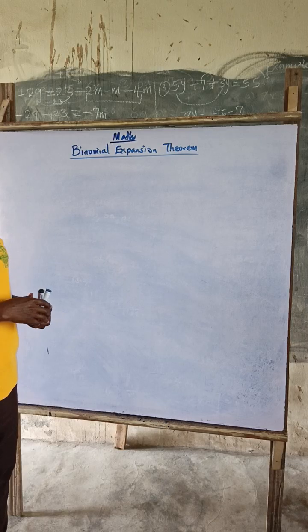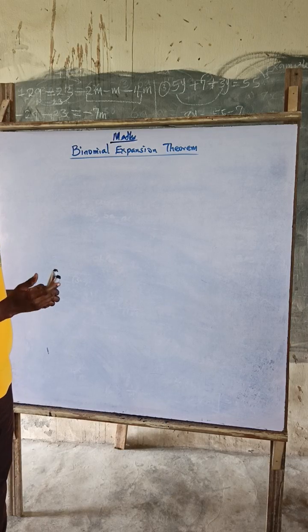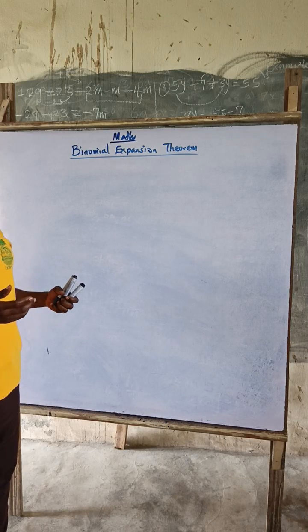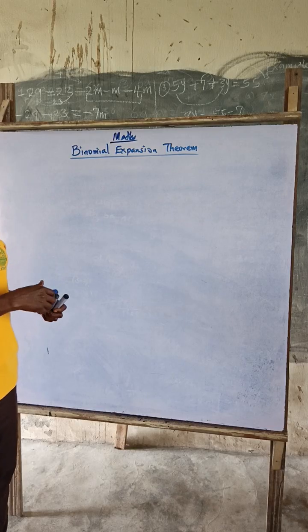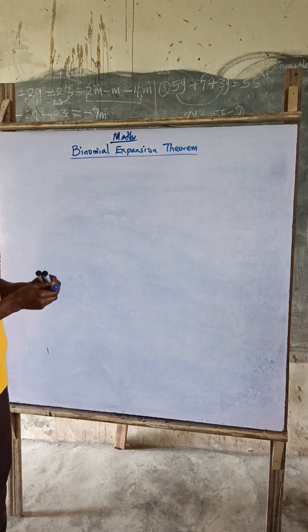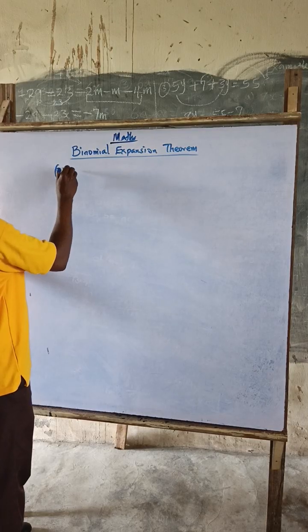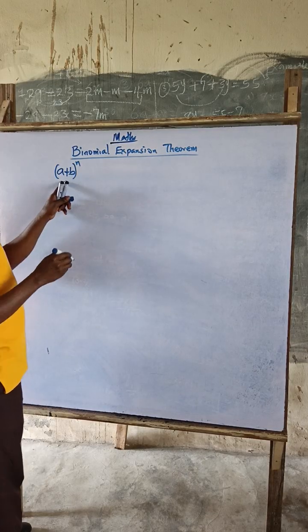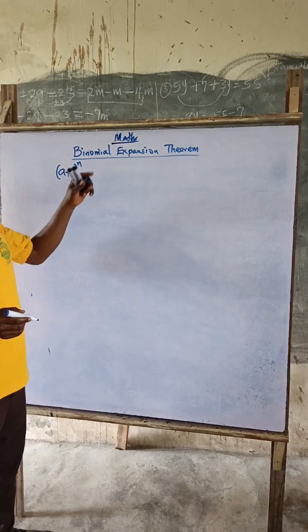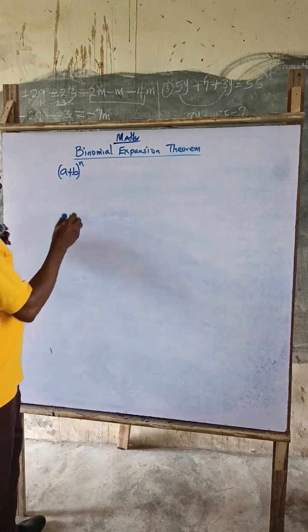So from my previous video, we've discussed factorial, combination and permutation, which we are going to apply here. On the binomial expansion theorem, we have (a + b) raised to power of n. We want to expand this using the binomial expansion theorem.